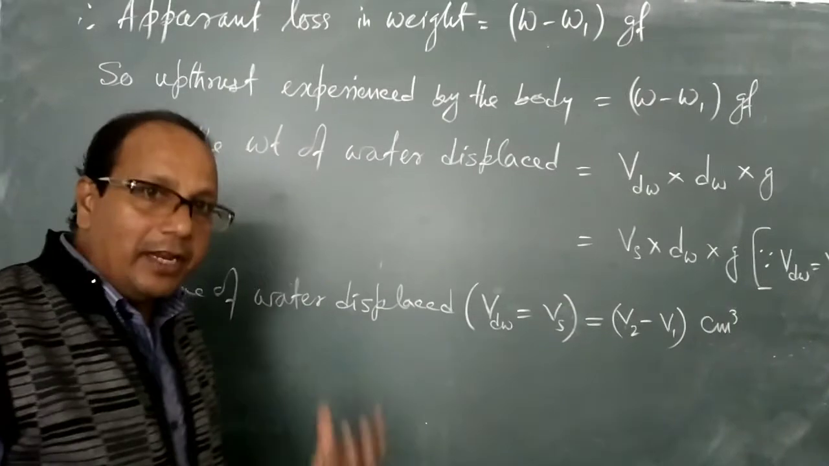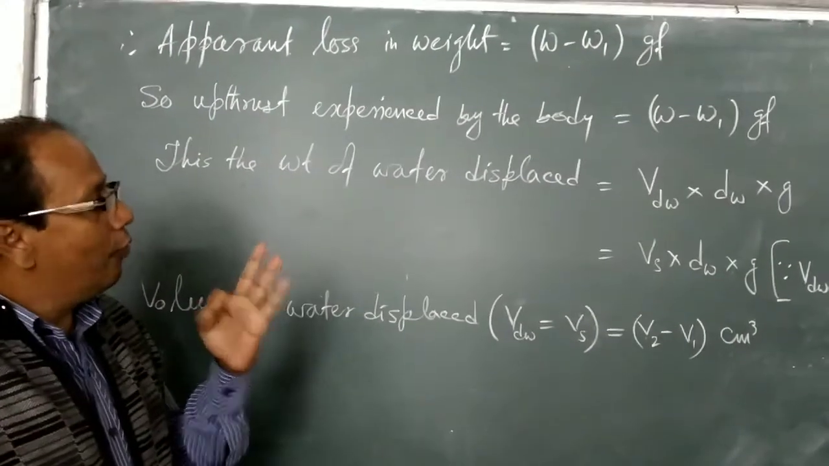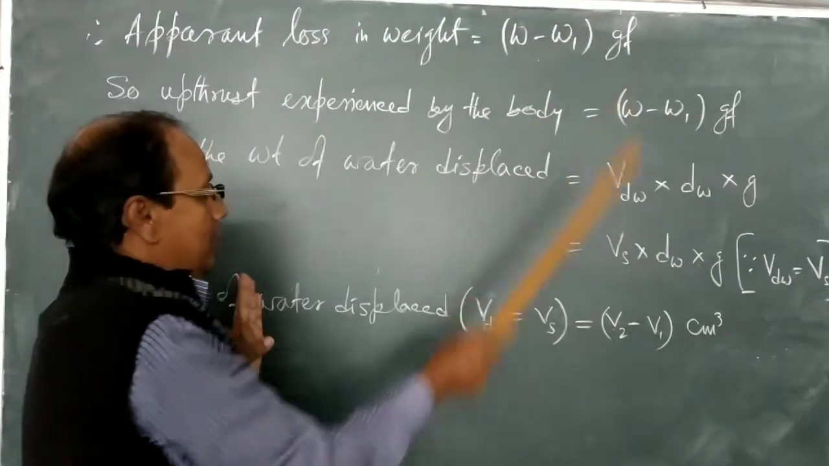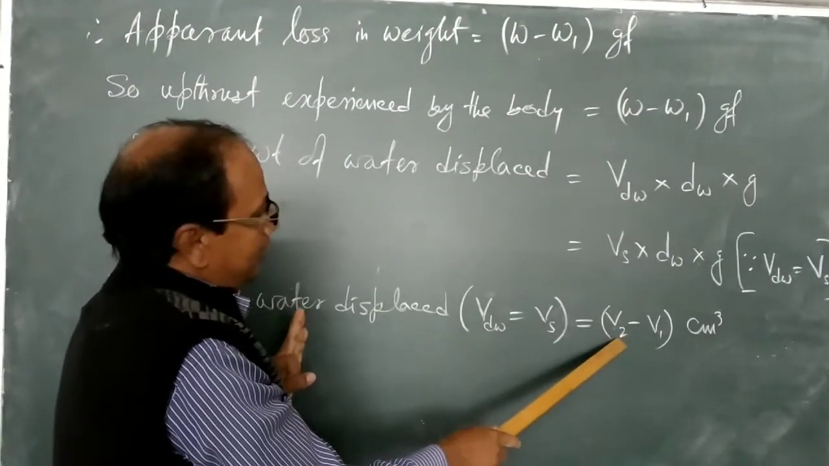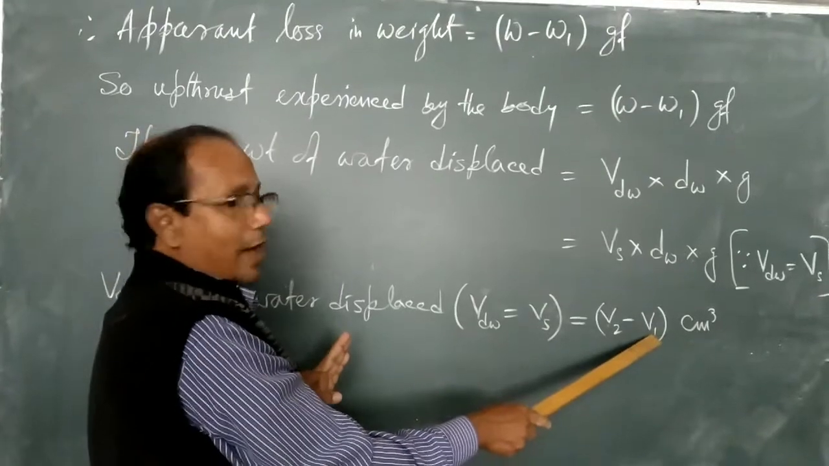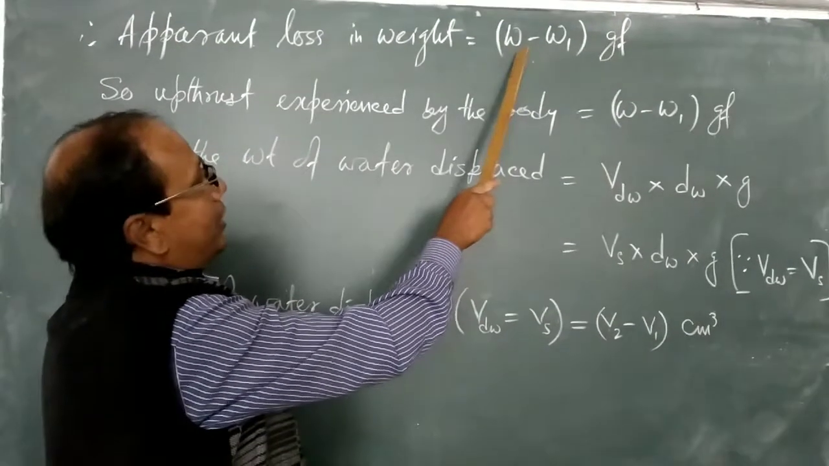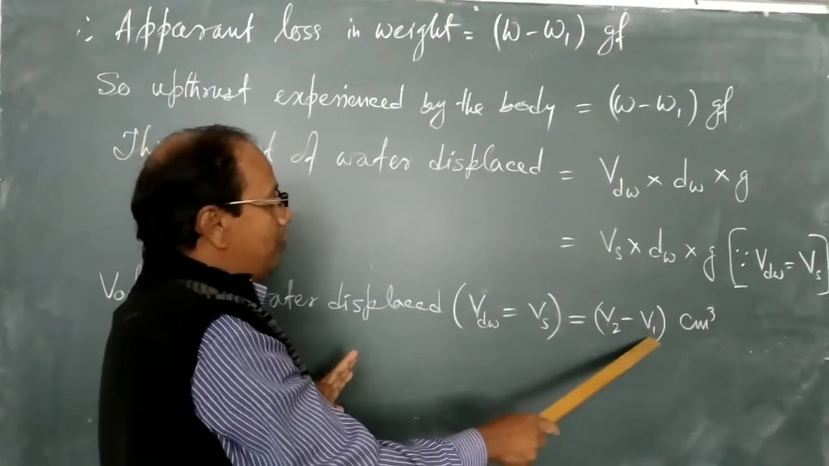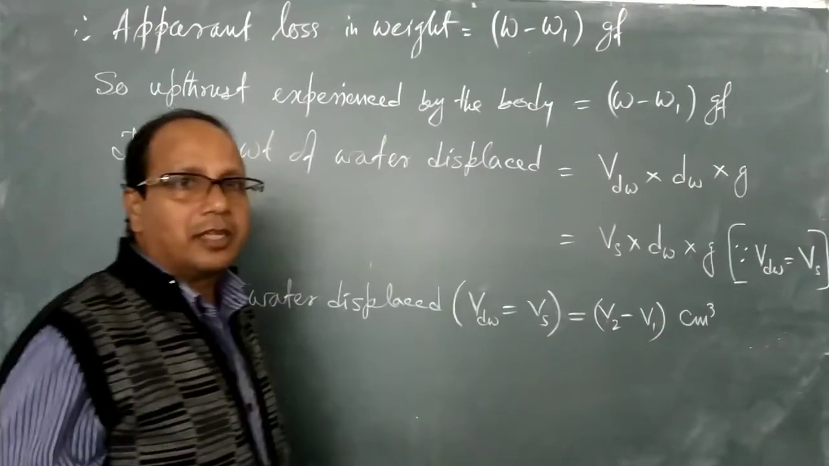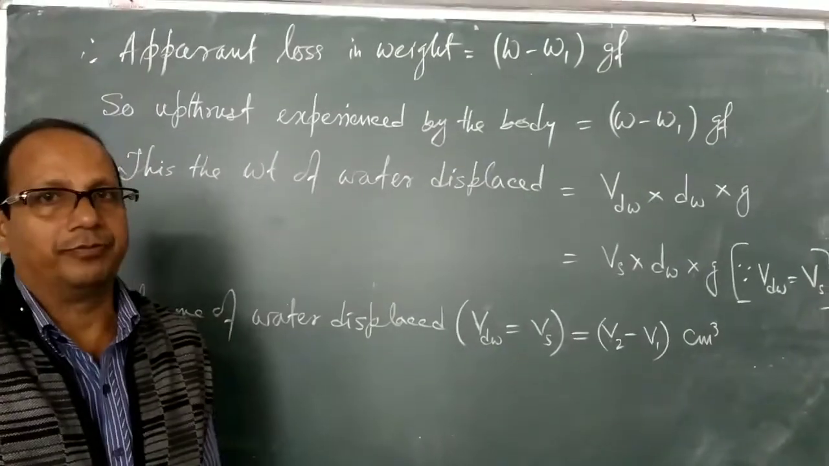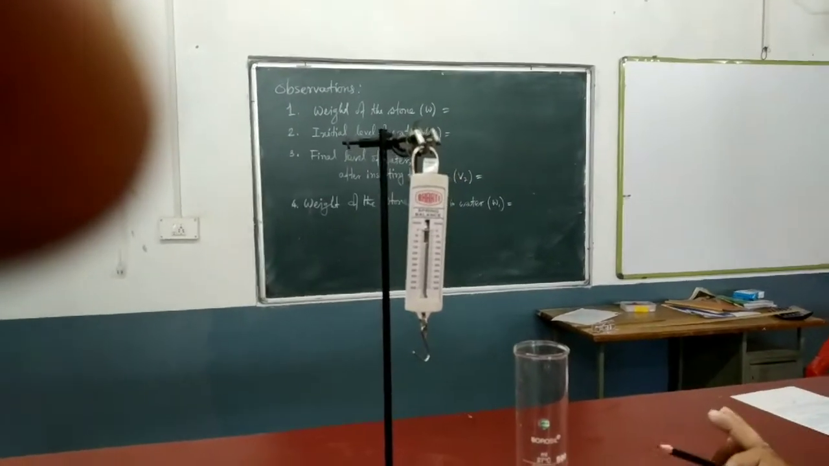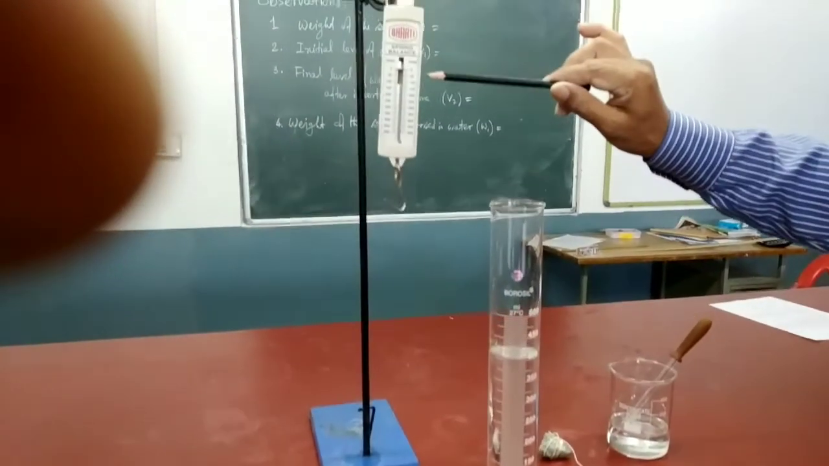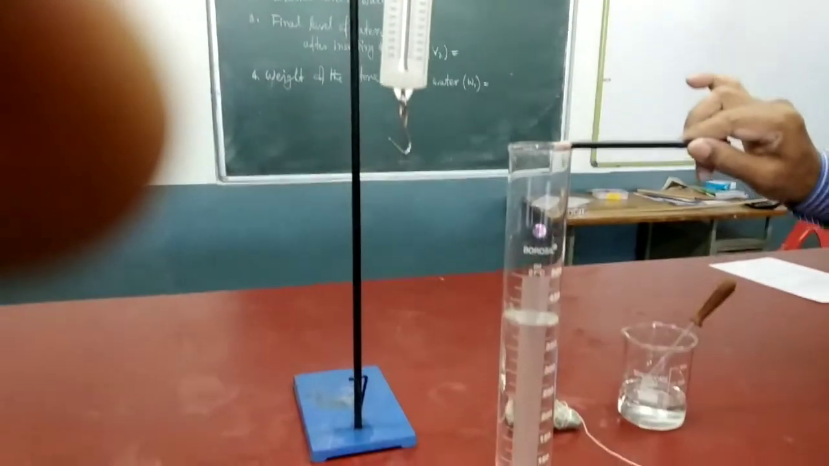So, for verification, now we need 4 things. One is W, second is W1, third is V2, fourth is V1. W we can get from the spring balance, W1 also we can get from the spring balance, and V2 and V1 we can get from the measuring cylinder, which I am going to show just now. So, the arrangement is here. This is the spring balance. This is the measuring cylinder.